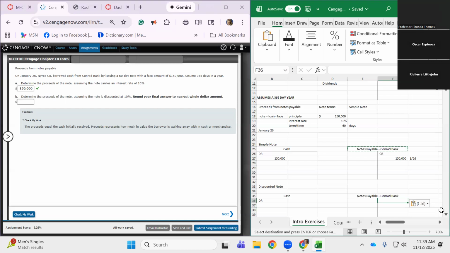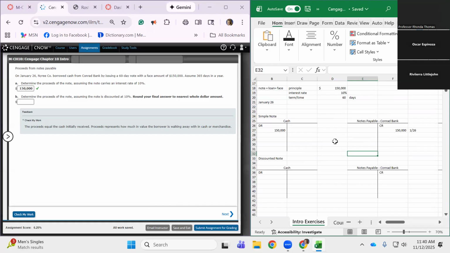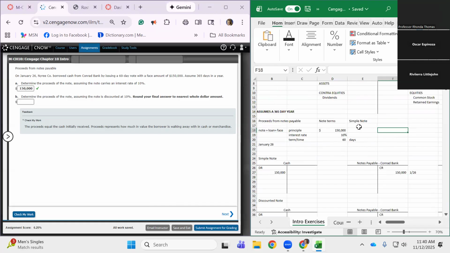So the recording of the note. Okay, so, all right, so here is how a discounted note is calculated. So I'm going to go ahead and finish this simple note. So a simple note, the interest, although they're not asking that, I'm going to teach you how to calculate the interest payment.